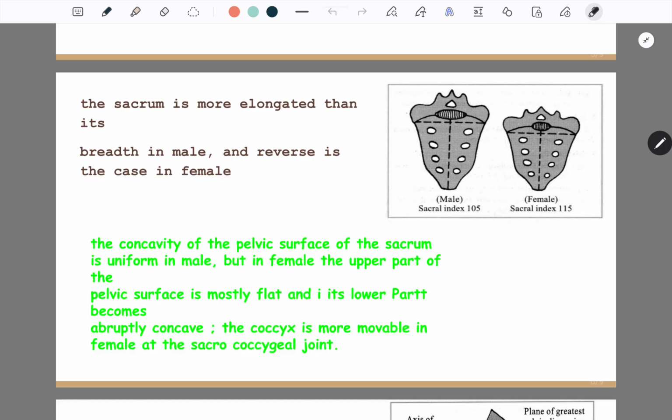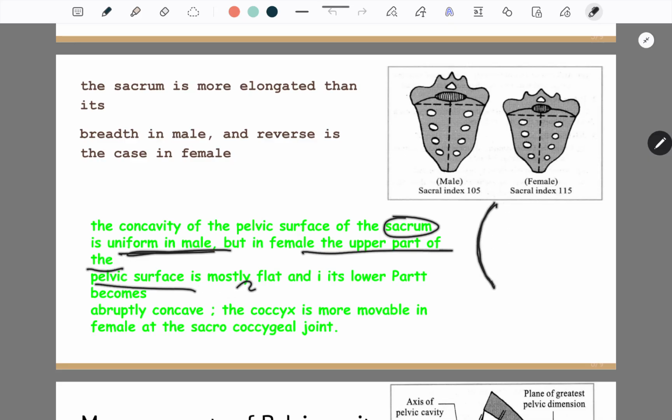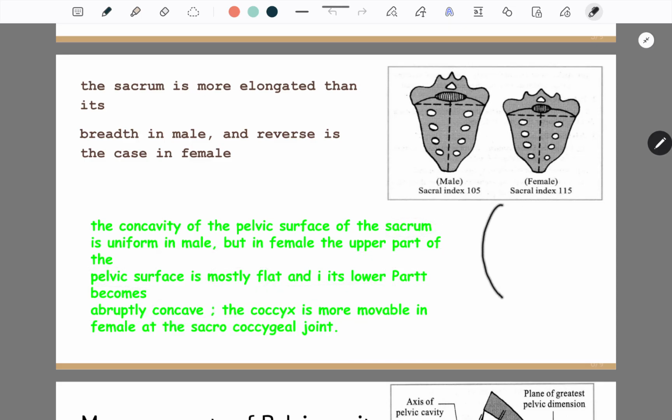Sacrum. And the concavity of the pelvic surface of the sacrum is uniform in male. This concavity is uniform. But in female, the upper part of the pelvic surface is mostly flat, and its lower part becomes aberrantly concave. So, what does it mean? Here, in male, it is uniform. But in female, the upper surface is somewhat flat, and the lower surface is concave.